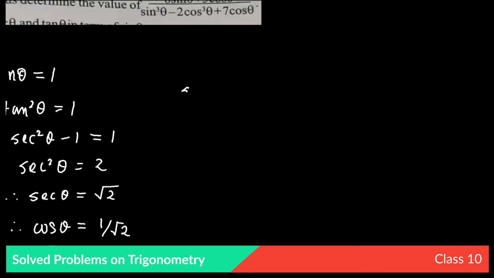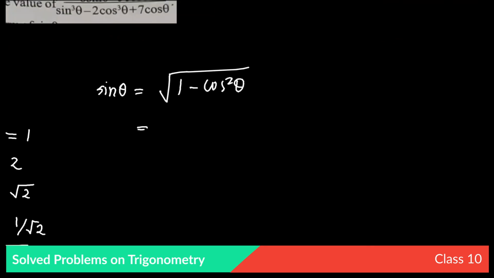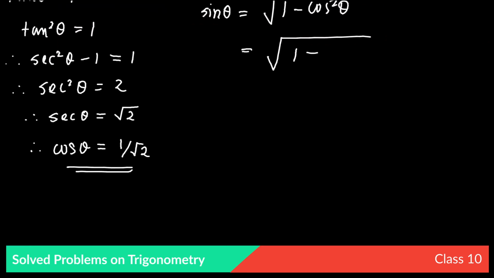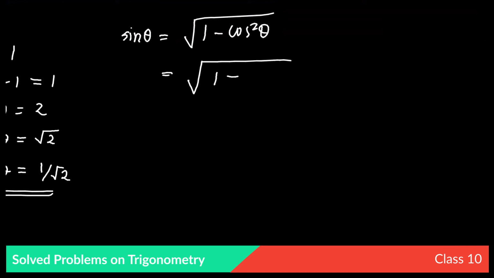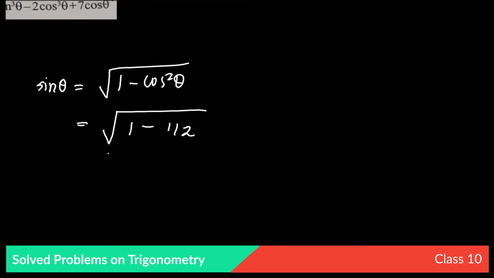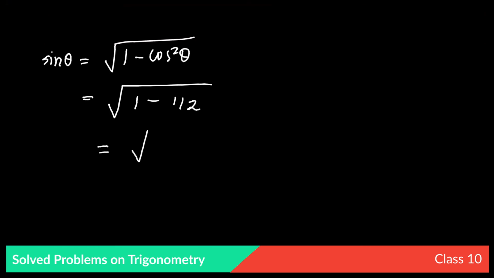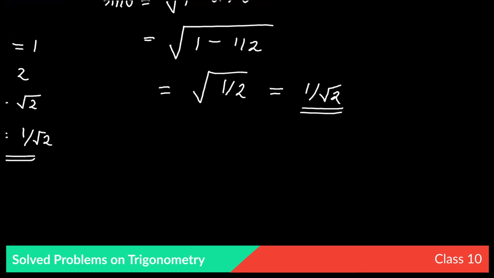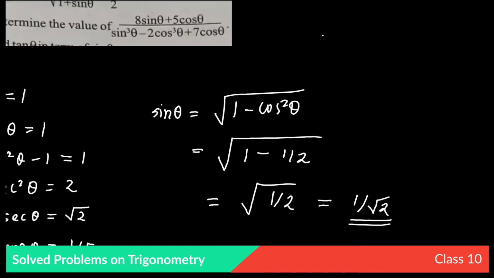So easily we can find the value of sin theta. What is sin theta? Sin theta is root over 1 minus cos square theta. Okay, so this is 1 minus, and the value of cos theta is 1 by root 2, so cos square theta means 1 by 2. So 1 minus 1 by 2 means 1 by 2. So sin theta is also 1 by root 2. Okay, now we will simply put the value of sin theta and cos theta in the given expression.